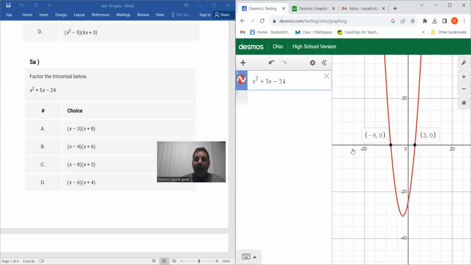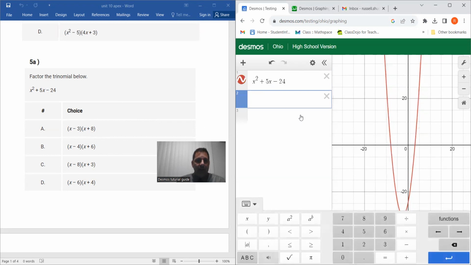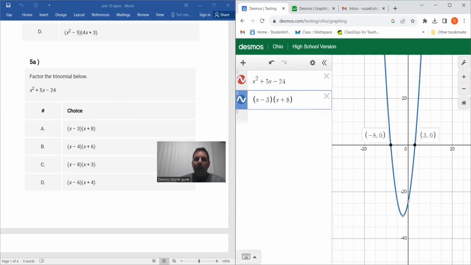That is a clear indicator of what my factors are. It's this first choice, because 3 minus 3 is 0, and 0 times anything is 0. -8 plus 8 is 0, and 0 times anything is 0. So you don't even really have to put these in. I'll show you just so you can see that one is the standard form and the other is the factored form, and the graphs will in fact match. But knowing that the zeros are -8 and 3 means the factors are x plus 8 and x minus 3.